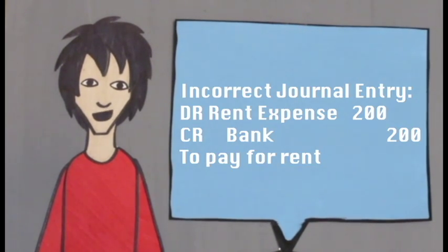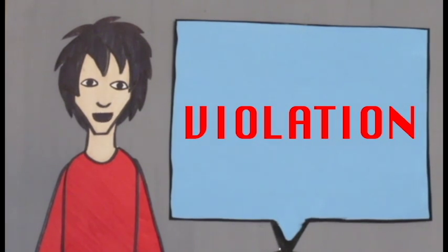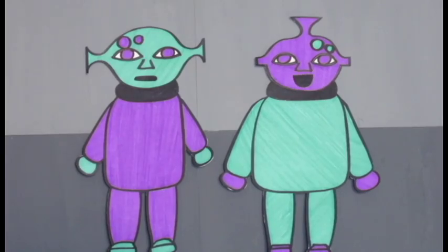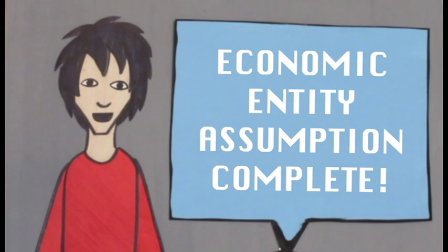However, if the owner were to debit rent expense and credit bank, this would be a violation because now the business is paying the rent for the owner's personal property. This personal property is not helping generate revenue and therefore should not be included in the financial statements. So this just means that you need to keep your personal and business separate from each other. Yeah, that's what that means.